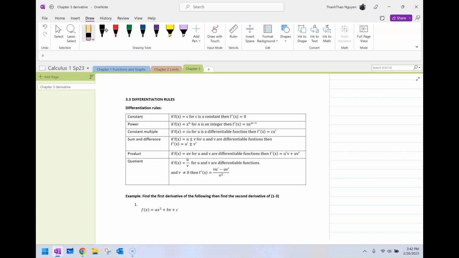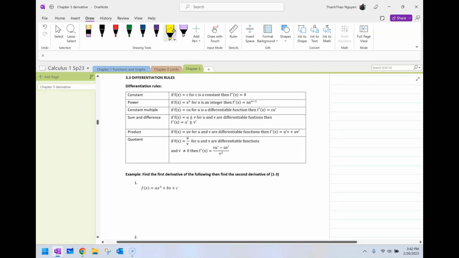The sum or difference: the derivative of the sum of two functions is the sum of the derivatives. The product rule is different. If f of x equals u times v, then f prime of x equals u prime times v plus u times v prime. If f of x equals u divided by v, for u and v differentiable functions and v not 0, then f prime of x equals v times u prime minus u times v prime, divided by v squared.